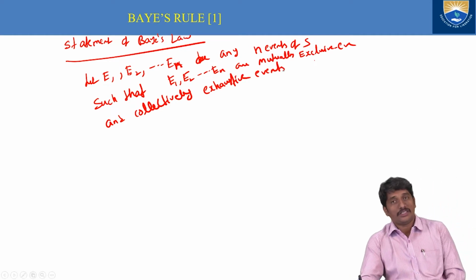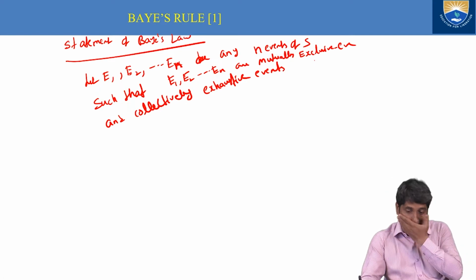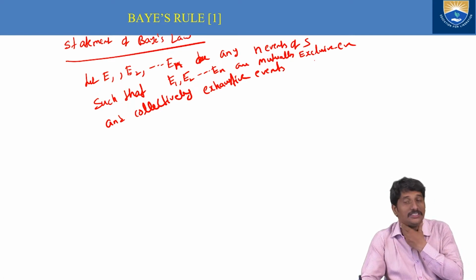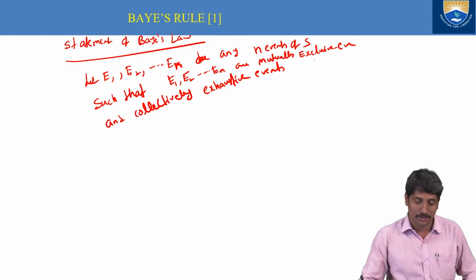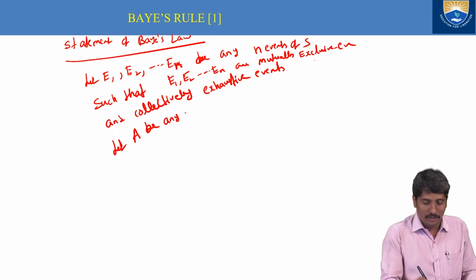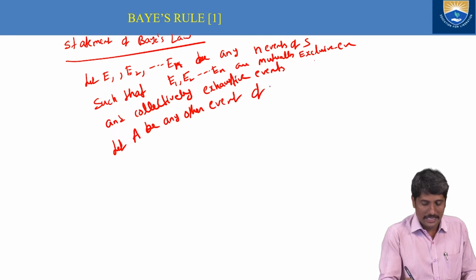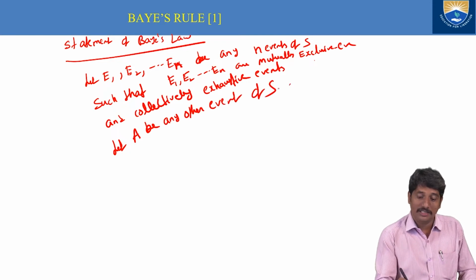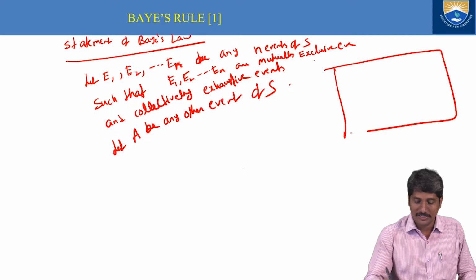So what we understand, E1, E2, EN are events of S such that E1, E2, so on, EN are mutually exclusive as well as collectively exhaustive. Let A be any other event of S other than the Eis. Okay. That means we can understand that.